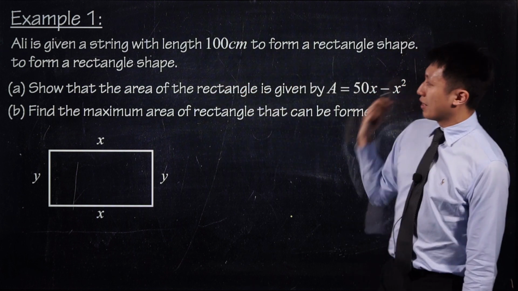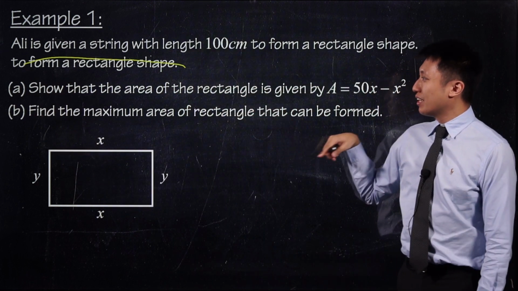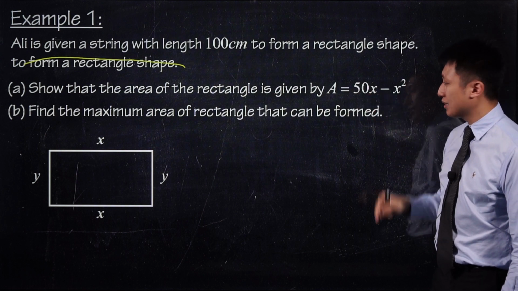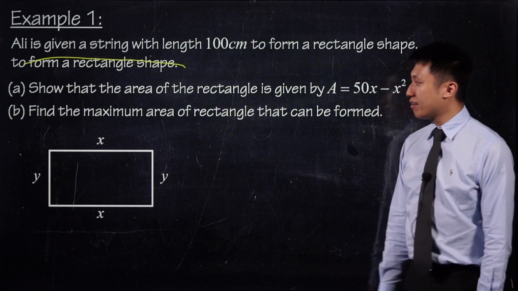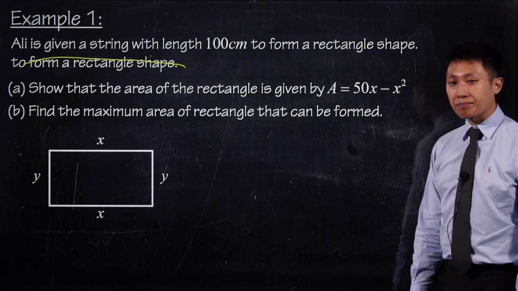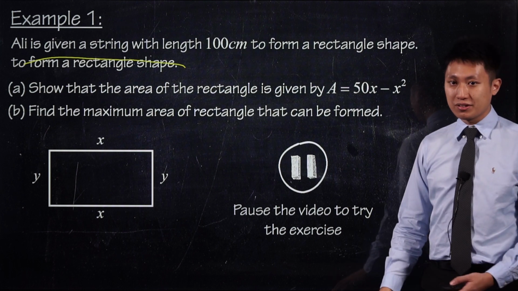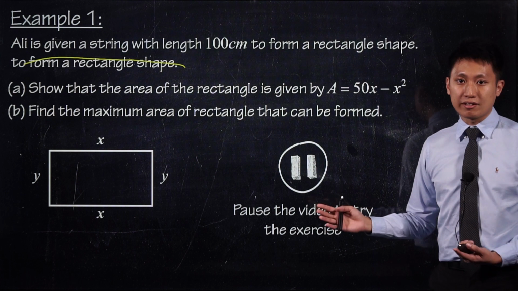Sorry, extra words there. To show that the area of the rectangle is given by A is equal to 50x minus x squared. Alright, so B, to find the maximum area of the rectangle that can be formed. If you can, then pause the video. Of course, I think most of you, if you have not done this before, I'll just proceed to talk about this one now.